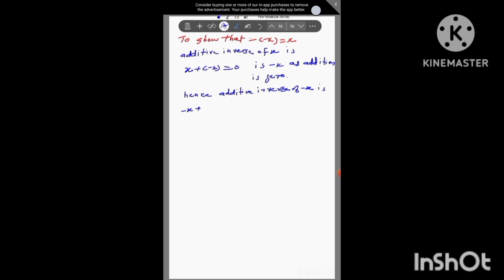So we get minus x plus x is equal to 0. So x is an additive inverse of minus x. Okay, and by the definition of additive inverse, we have a number which has a negative sign. So the additive inverse of minus x is x. That means we have proved that minus of minus x is equal to x.